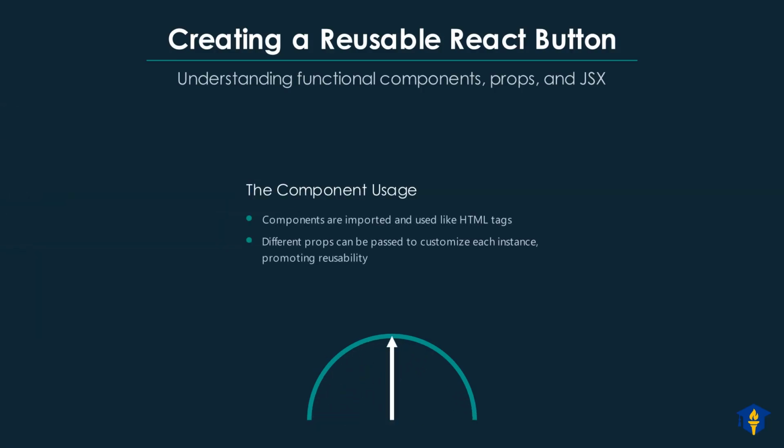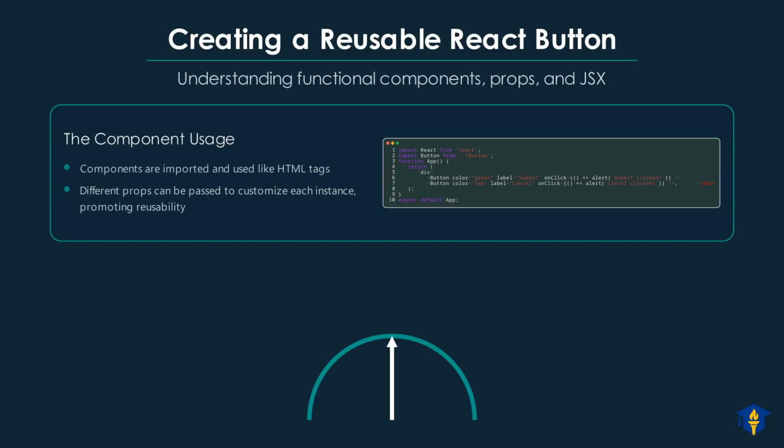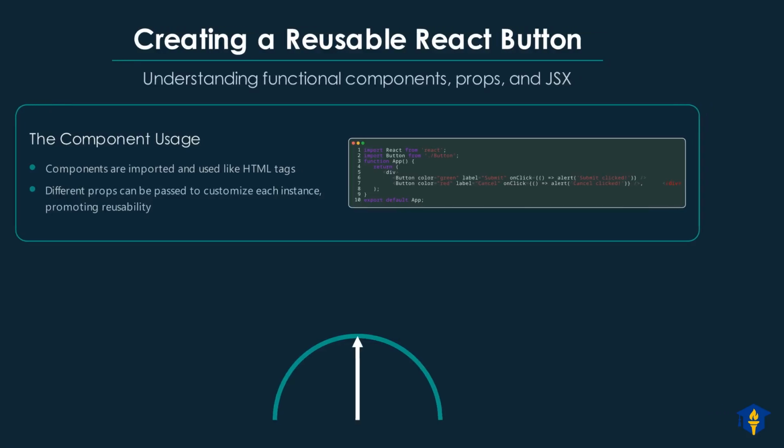Next, we will see how to effectively use this component within your React application. Components are imported and used like HTML tags, passing different props to customize each instance, promoting reusability. This code demonstrates how to import and use the custom button component, passing different props for each instance.